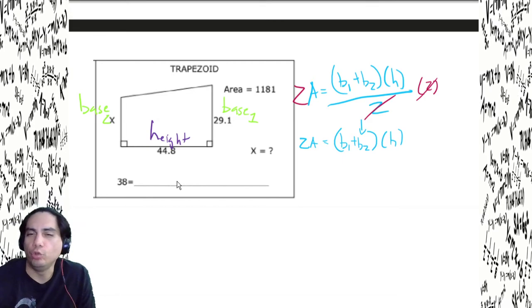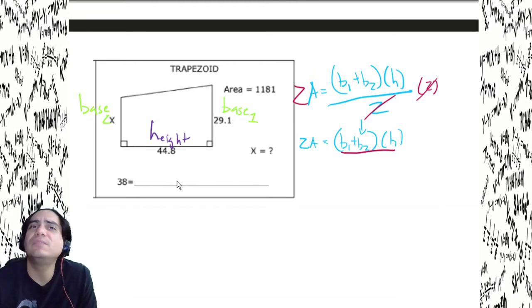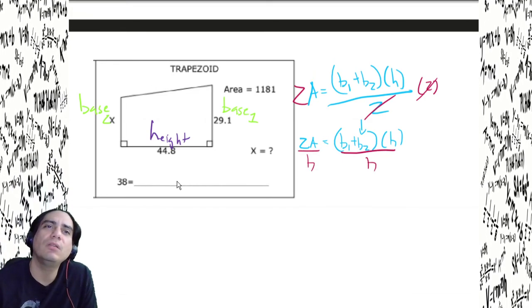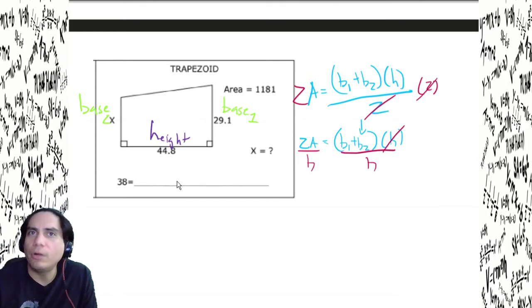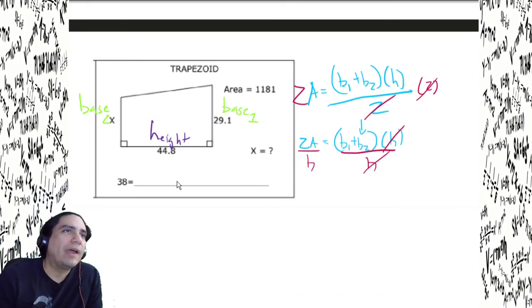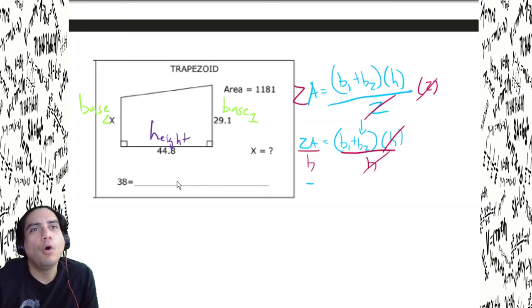So what do you mean by undo the height? Well, we're going to divide both sides by h this time, okay? We're going to divide both sides by h. You already know what's next. The h on the right cancels, and we got ourselves a whole new formula.